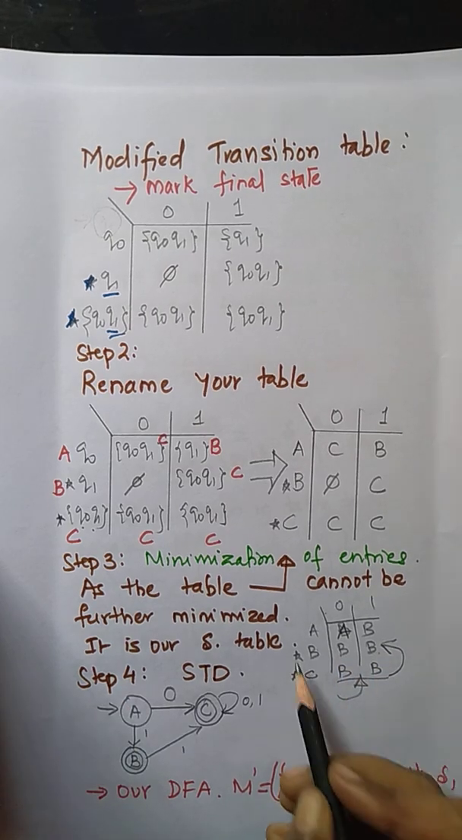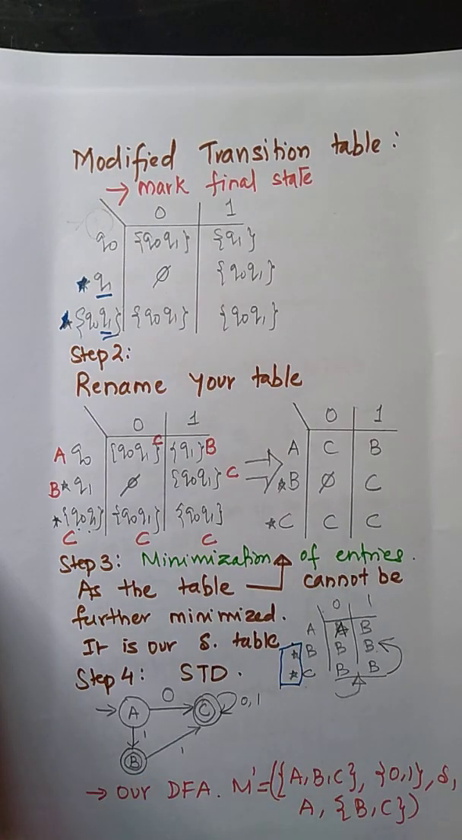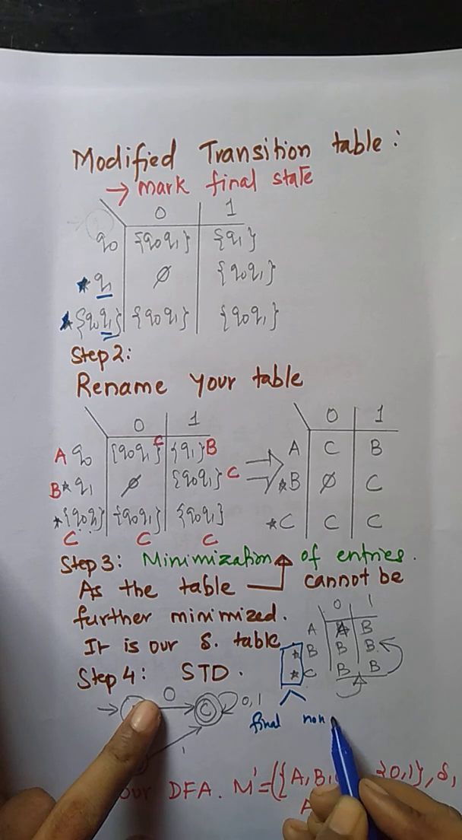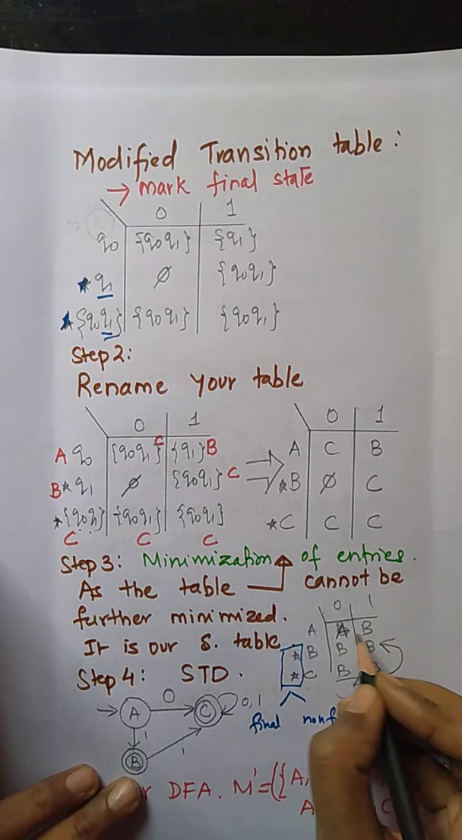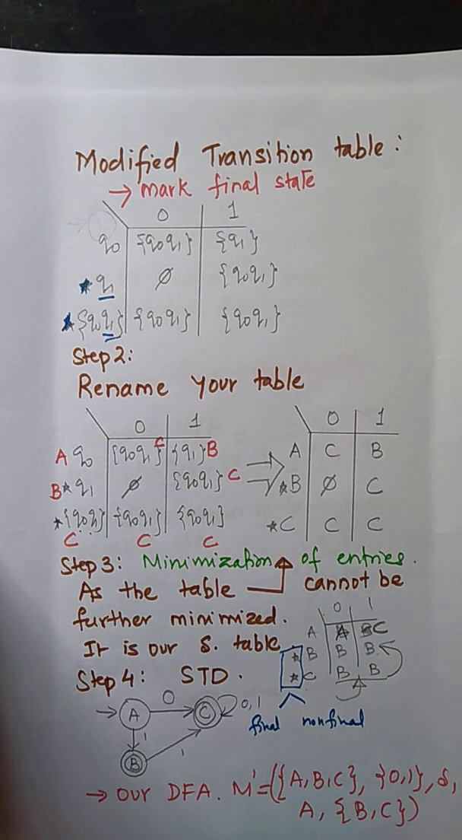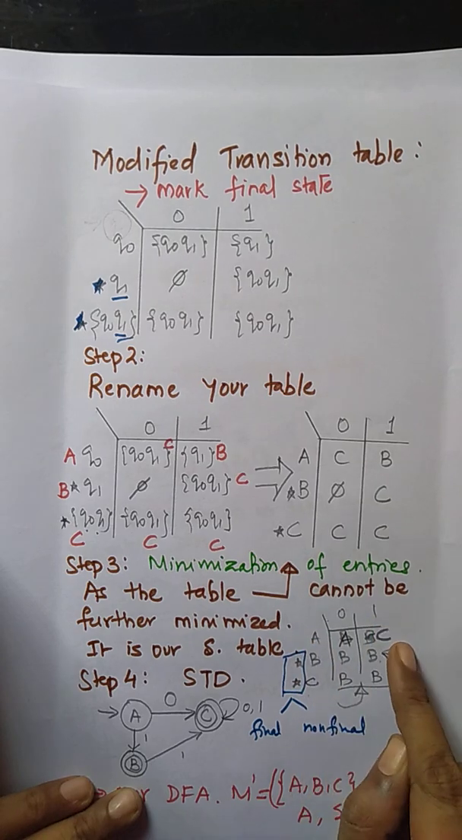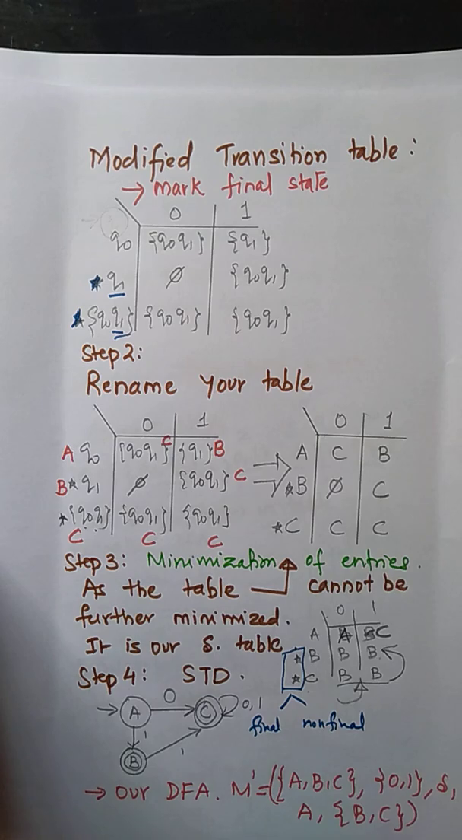So what are we going to do? First we check the status, whether they are the same or not. They have to be either both final states or both non-final states. As both are final states, we can do the reduction of the table. So how are we going to reduce it? For example, here instead of B we have C. So what is our table? A on 0 goes to A, on 1 goes to C. B on 0 and 1 goes to B. C on 0 and 1 goes to B. Now we are going to do the reduction.